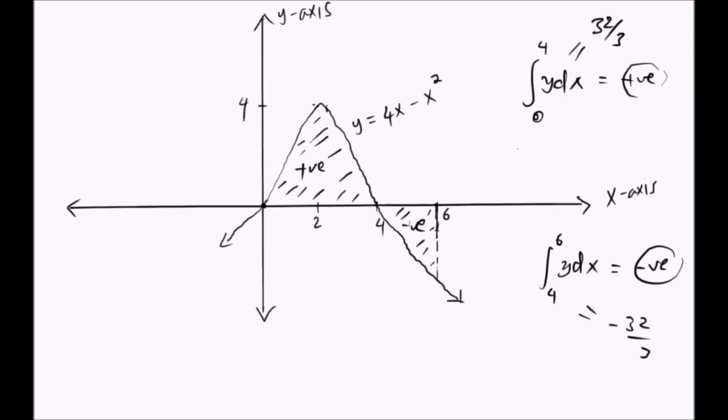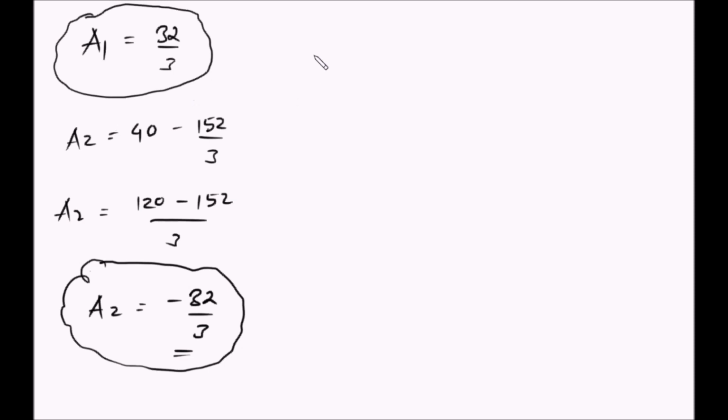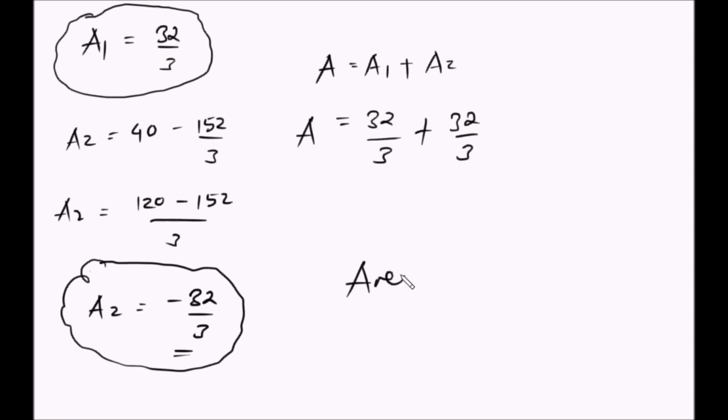So total area now, required area according to the question, A1 plus A2. So A1 ndo hiyo 32 over 3. A2 sasa usiweke negative. Just jumlisha na 32 over 3. Sasa total area. So the answer now, our area itakuwa sasa na 32 jumlisha 32 ni nini? 64 over 3. There.